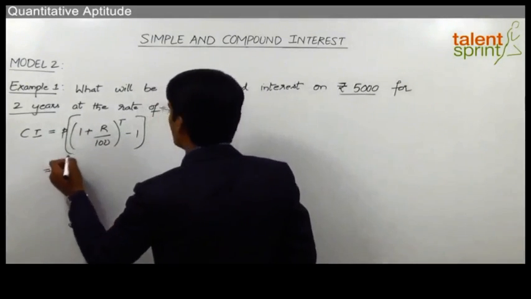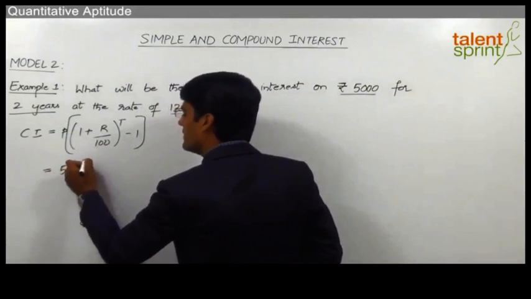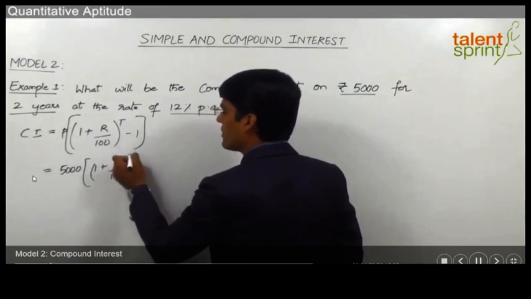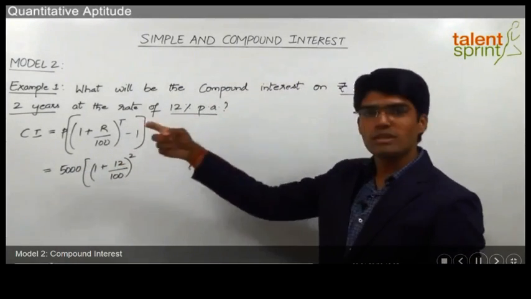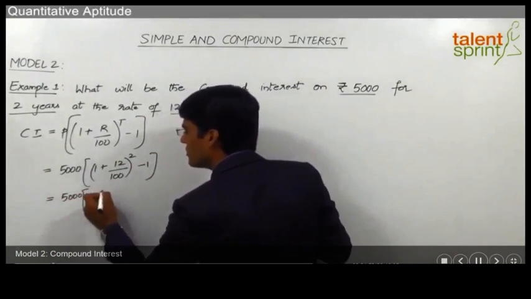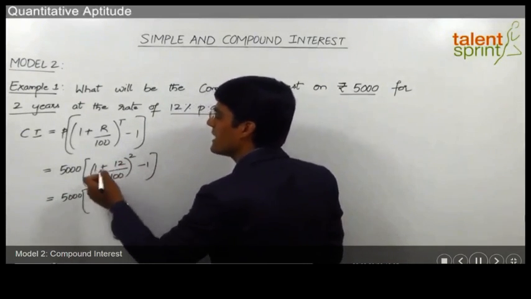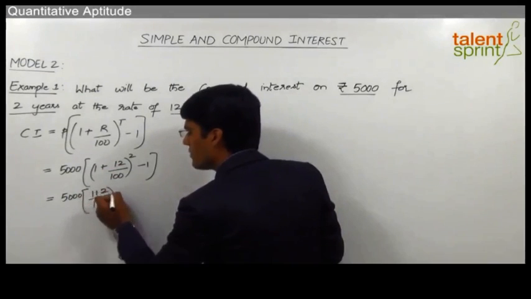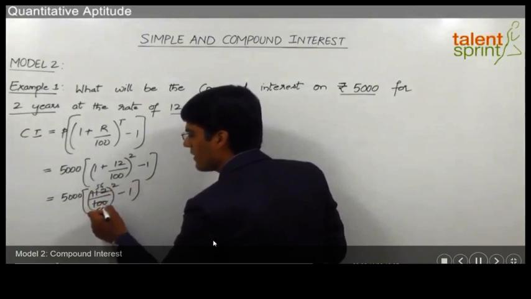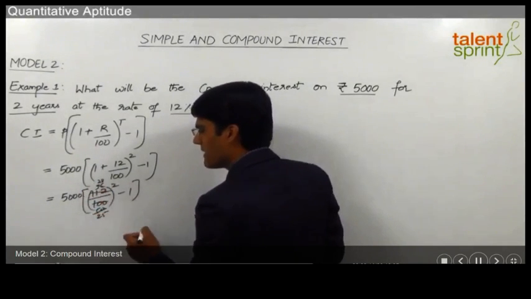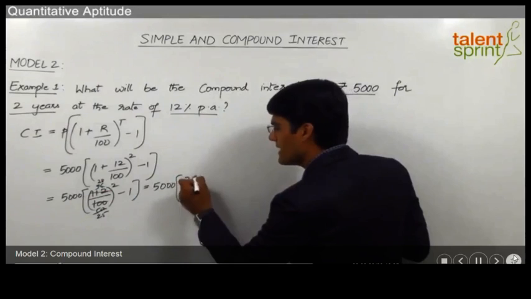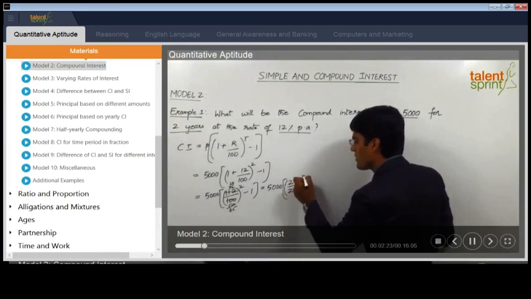So this will be equal to, the principal is 5,000 into (1 plus rate of interest 12 divided by 100) whole to the power of 2. Why? Because the time period given is 2 years, minus 1. So if we try to simplify this, this will be 5,000 into (1 plus 12 by 100 will be 112 by 100) whole squared minus 1. 112 by 100 is nothing but 56 by 50, or we can take it as 28 by 25. So this will be 5,000 into (28 by 25) whole squared minus 1.